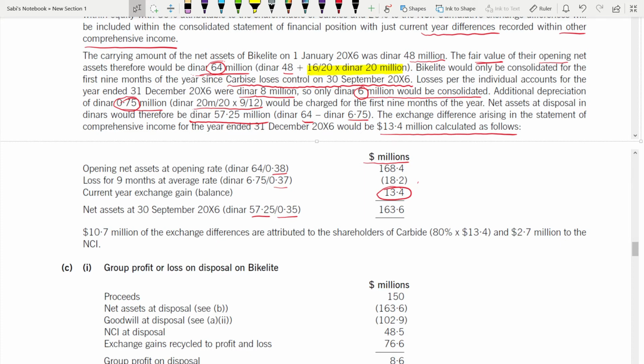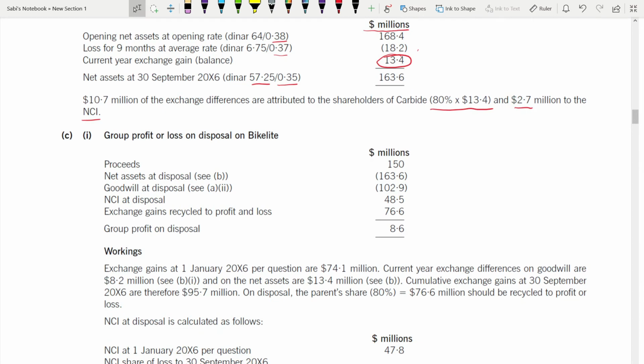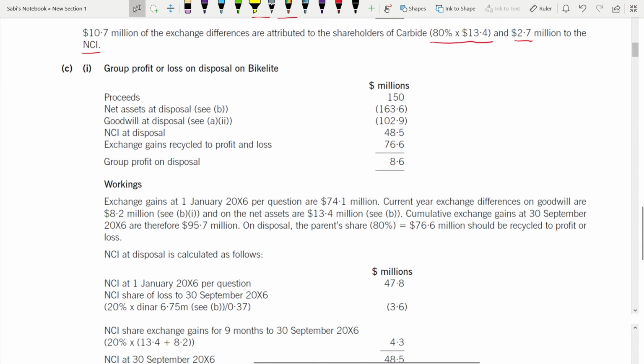So 10.7 million of the exchange difference attributed to the shareholders. How? That exchange difference is how much? Gain 13.4. Out of that, 80% to the parent, 2.7 for NCI, 20%, right? Next, part C. So the group profit or loss, this is a small part and it's highly calculations.